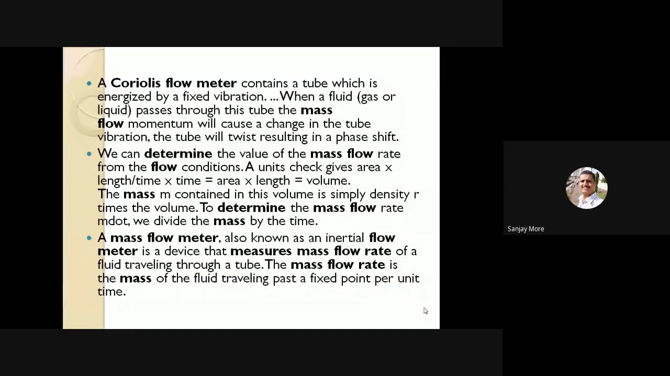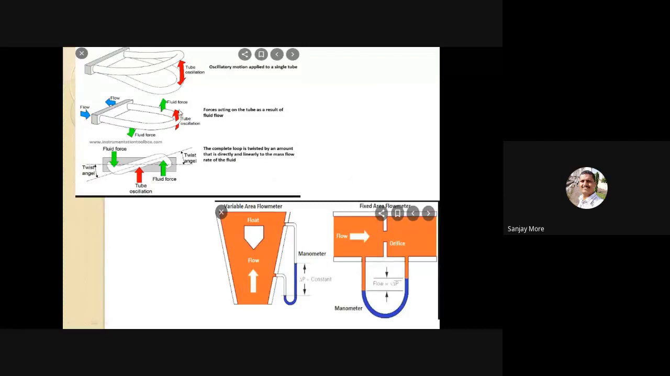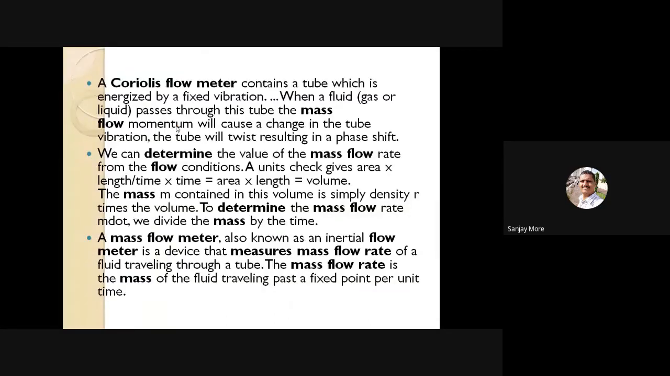When a fluid or gas or liquid passes through the tube, the mass flow momentum causes a change in tube position, and this is converted into vibration. The tube will twist, resulting in a phase shift. When you pass the fluid in that tube, the tube gets vibrated or gets some momentum with the mass of this fluid or liquid. Then we can determine the value of the mass flow rate from the flow condition.